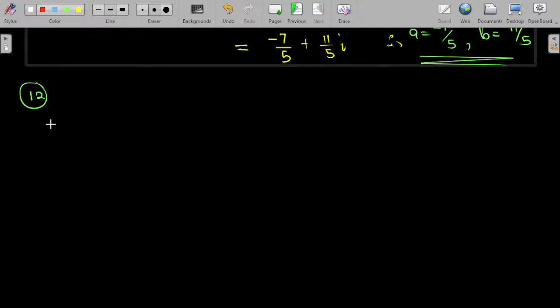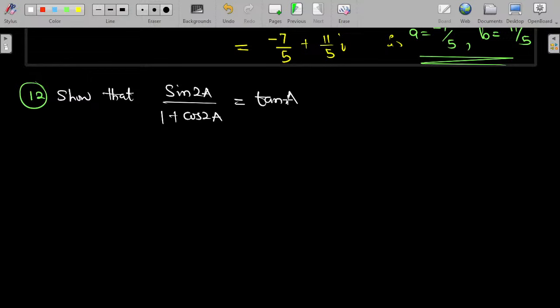Okay, so the first question says, show that, that's number 12 now. It says, show that sine 2a all over 1 plus cos 2a is equal to tan of a. Wow. Okay, so it is a derivation that we are going to do here.